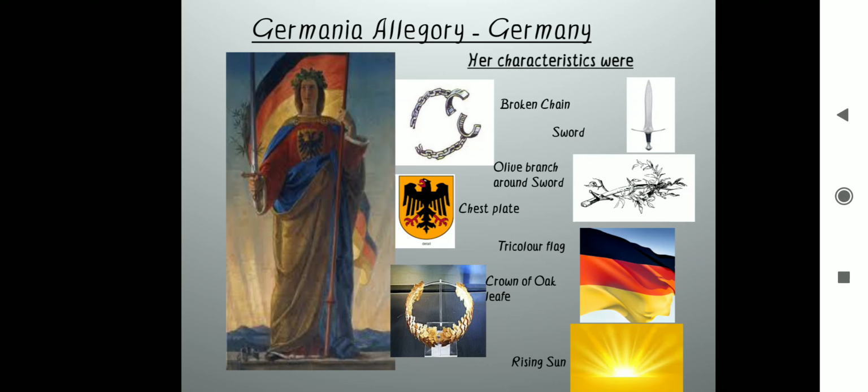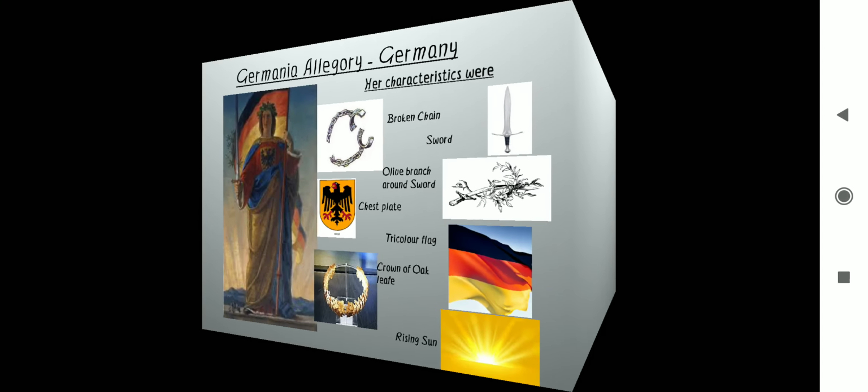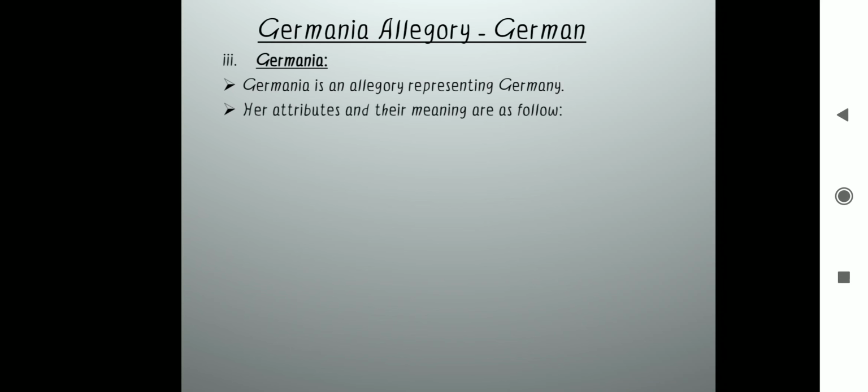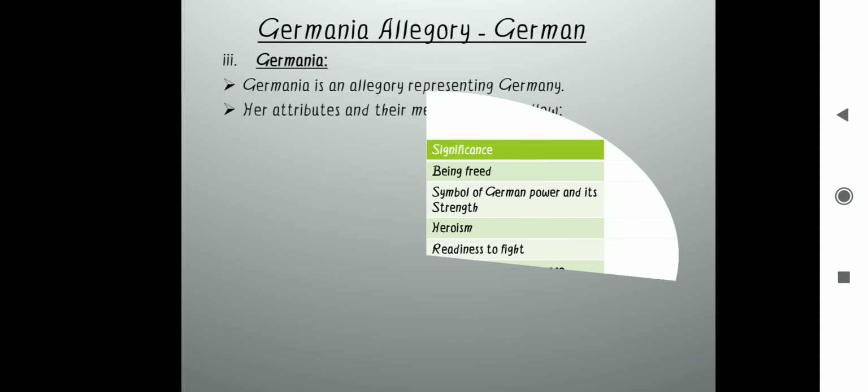The rising sun, which you can look in the background of the picture, in the bottom part of the picture. Germania is an allegory representing Germany. Her attributes and their meaning are as follows. So whatever attributes we have seen on previous slide, each of them means something which we are going to understand here.